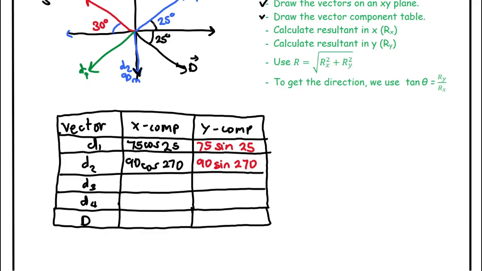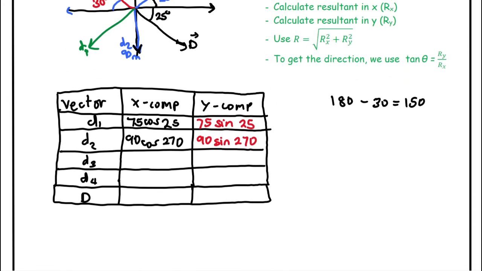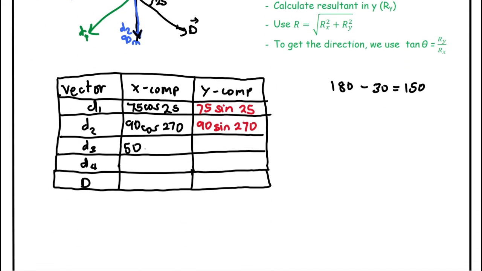d3, from the positive x-axis, if we measure from here all the way up to here, that's 180 minus 30, which is 150. d3's magnitude is 50 meters. So the x component is 50 cos 150. The y component is 50 sin 150. d4, we do not know.